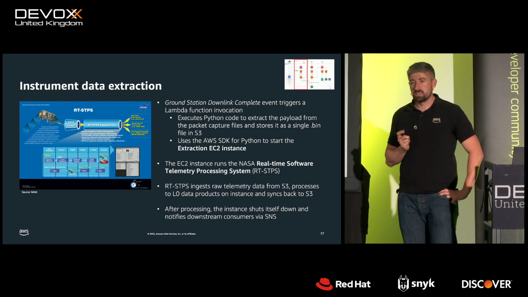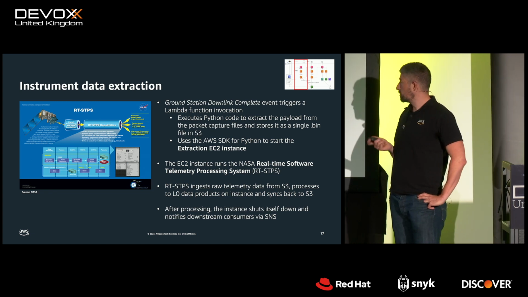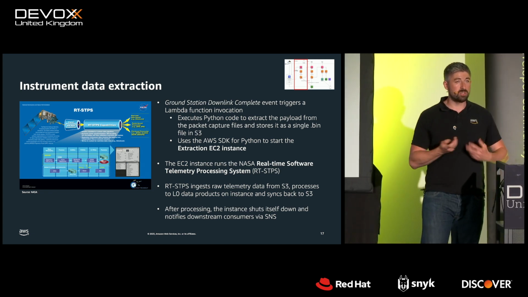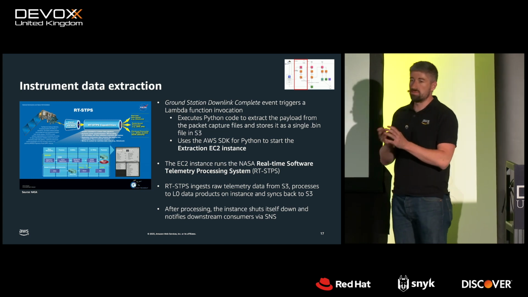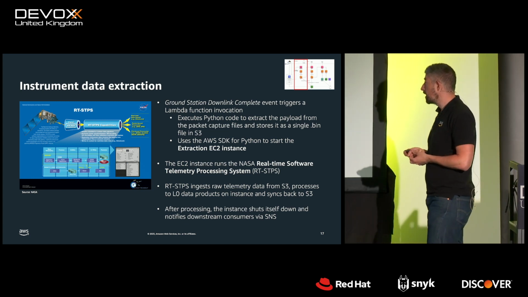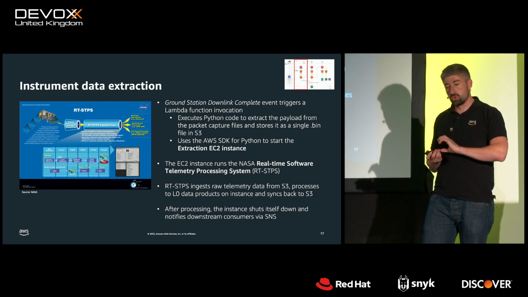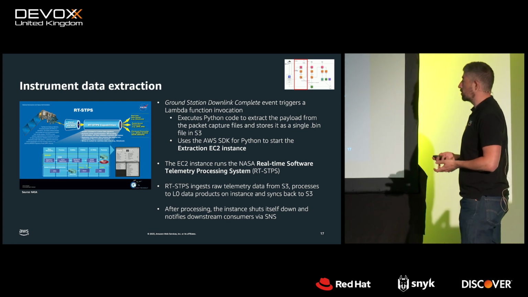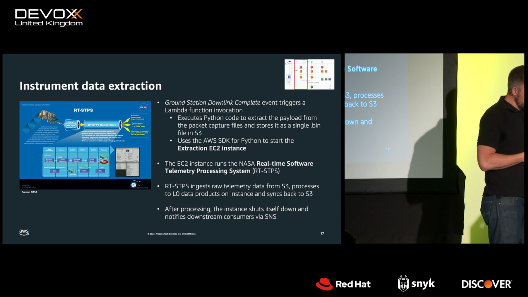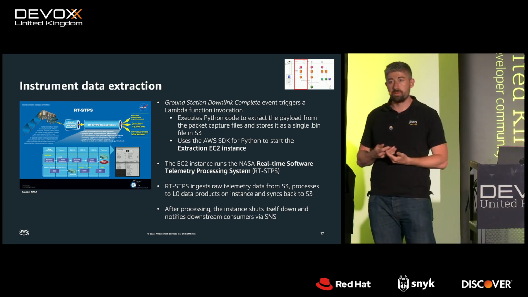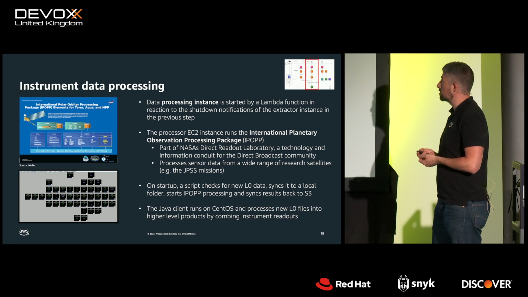On the EC2 instance, there's a software called Real-Time Software Telemetry Processing System. So that's quite a mouthful, RTSTPS. That is software written by NASA that just knows how to extract this raw data and put it into L0 data for a large number of satellites. It takes the raw data, it processes it into L0 data products, and then puts those data products back into S3. After it processed the data, the instance shuts itself down and notifies the downstream consumers of the pipeline that it is finished. And then we head to the next phase, which is the data processing.